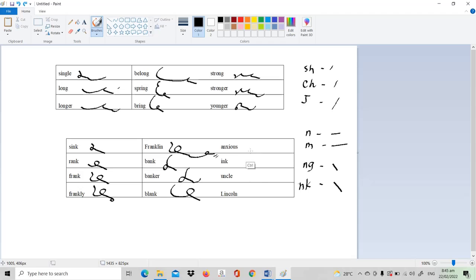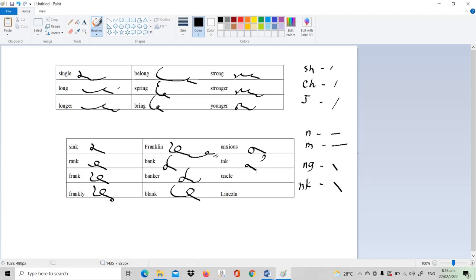Ayan. Okay, so yun. A-N-K-S-H-U-S. Anxious. Ano ba yan? Shoes. Ulit. Shoes.